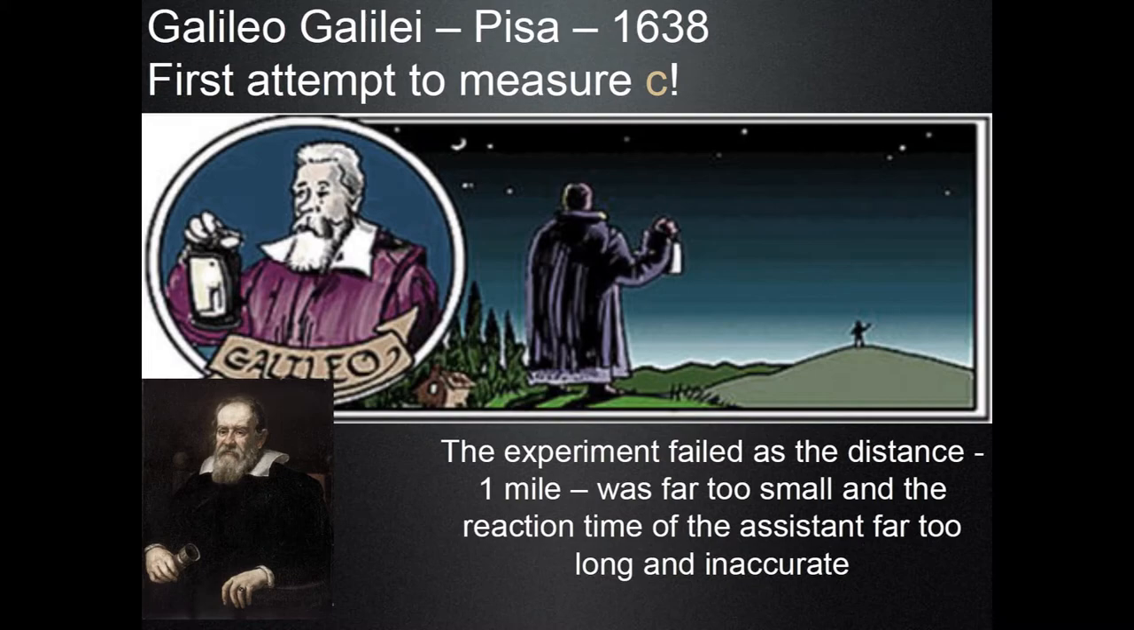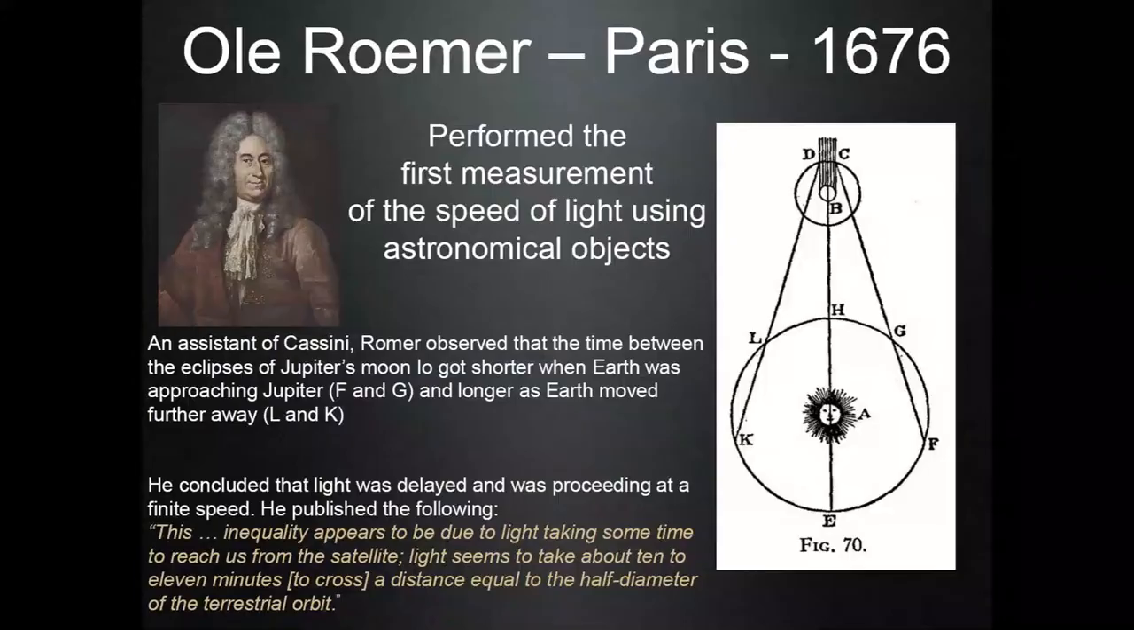And the reaction time of the assistant is assistant dependent, it's not an objective experiment. And Galileo, in fact, said that he was not aiming to really get a result, so he was able to find a way out of this failure, but that actually changed the mindset. It was mentioned in the first talk, we actually owe the first measurement of the speed of light to Ole Rømer, who was active in Paris and actually an assistant of Cassini. And I want to mention this because there is an interesting story behind it.